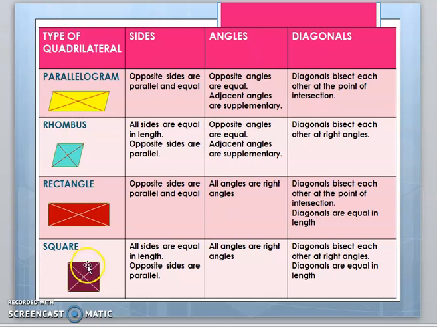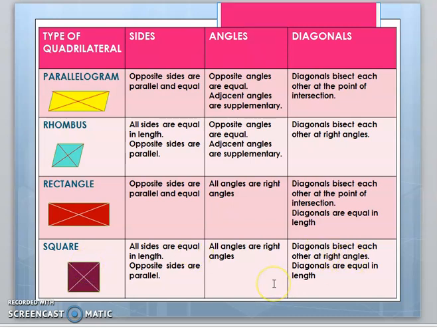Lastly, we have square. Now, for square, all sides are of equal length and all angles are right angles. So, you can also say that it's a special kind of a rectangle. Only in a rectangle, you have only opposite sides equal, whereas in a square, you have all sides equal. You can also call it a kind of rhombus with all angles 90 degree, because just like in a rhombus, square also has all sides of equal length.